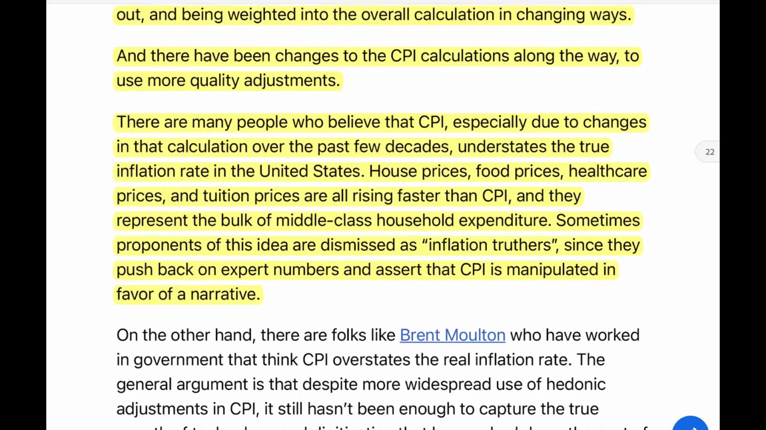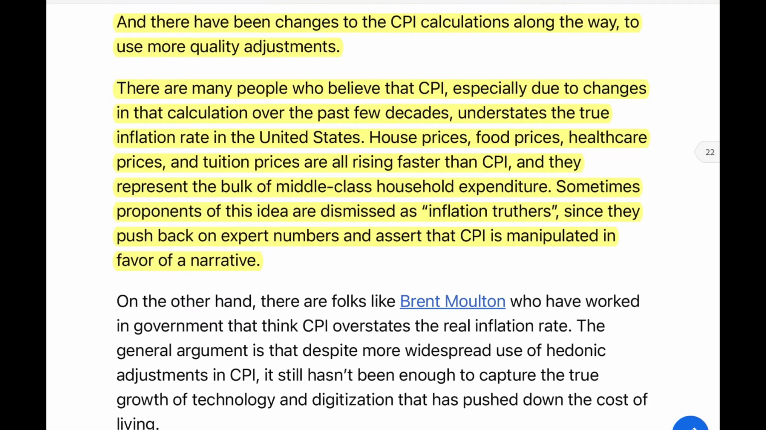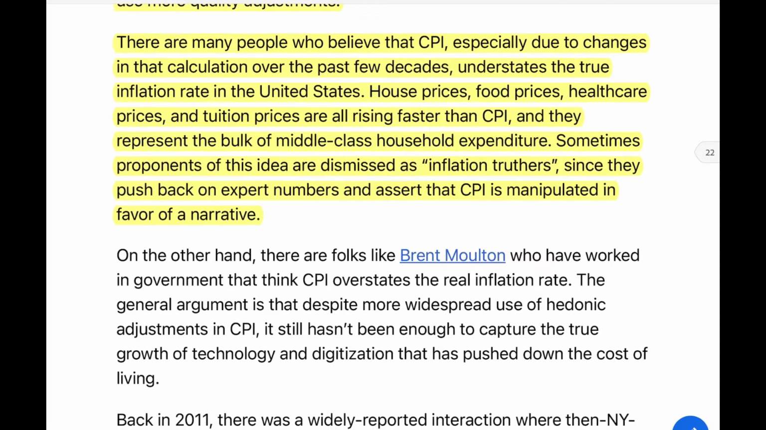There have been many changes to the CPI calculations along the way to use more qualifying adjustments. There are many people who believe the CPI, especially due to changes in that calculation over the past few decades, understates the true inflation rate in the United States. And I'm one of these people. If you're going to continuously put items in and out, you're not giving a true analysis of what inflation is. If you're going to take out gas one year because it was cheaper and it deflated, and you don't want that deflation number in there, you're manipulating the data. So the data for the CPI is manipulated. It gives you a broad understanding of it, but the CPI is not the true inflation rate.